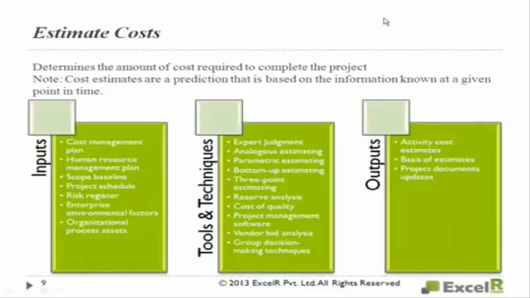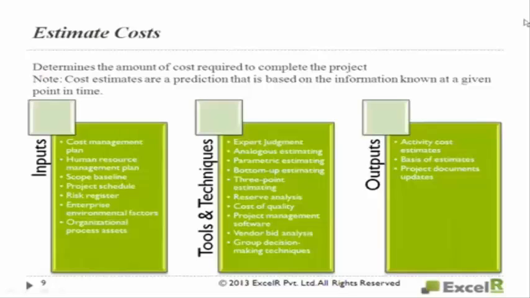Bottom-up estimation. This is something new, maybe you have not encountered it in schedule management. Bottom-up estimating is, if you want to estimate some activity and you are not clear or confident about it, what you do is break down that activity into further smaller entities, and from the bottom you will do the estimation from bottom to top. That is called bottom-up estimation.